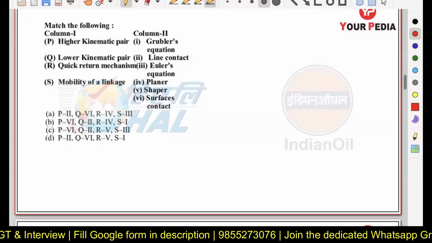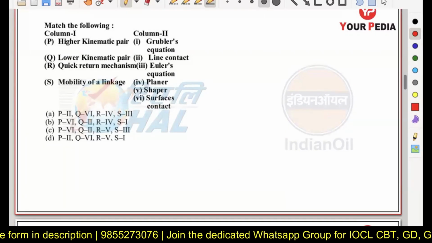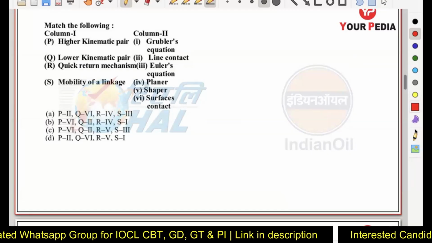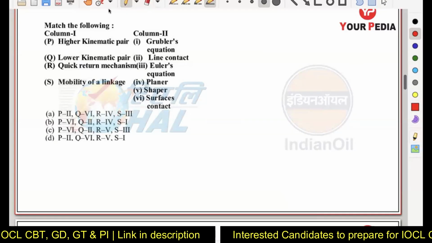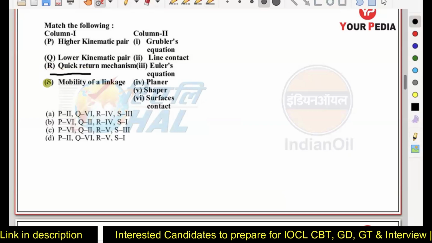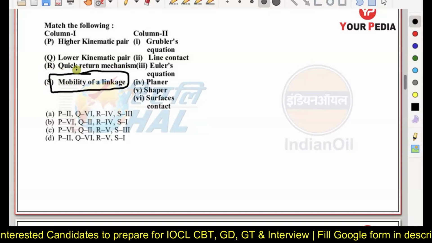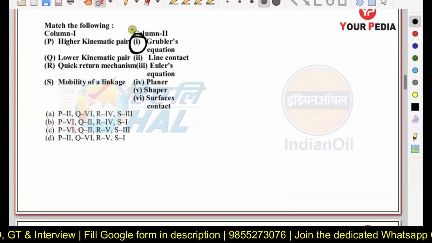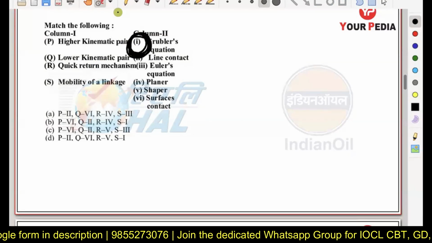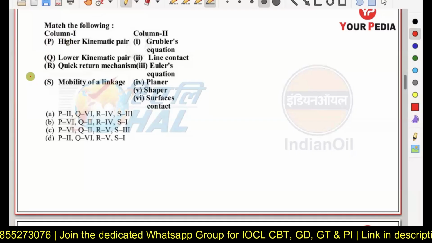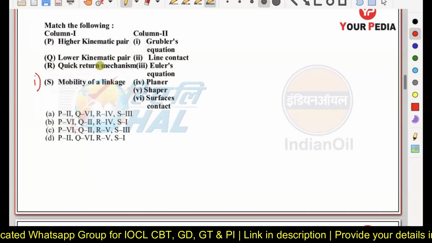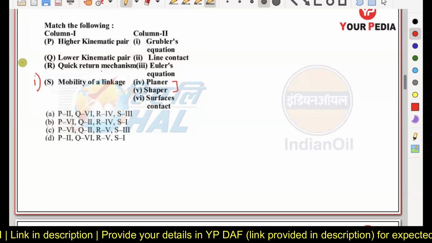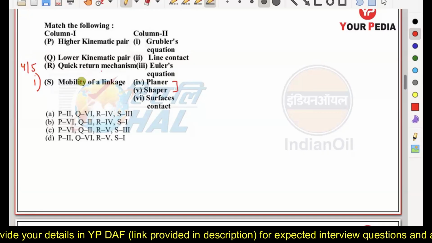In this case, higher kinematic pair, lower kinematic pair, quick return mechanism, mobility of a linkage. Okay, let us check here. First, mobility of a linkage. Mobility of a linkage is being defined with the help of Kutzbach criteria, or I can say Grubler criteria here. So it is matched with point number 1 here. Second, quick return motion mechanism. Quick return motion mechanisms are used in the planer as well as the shaper here. So it can be marked with 4 and 5 here.